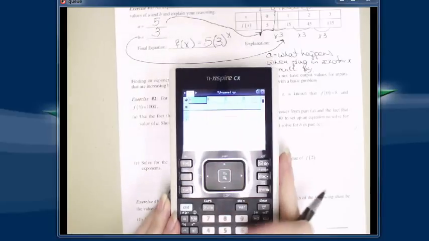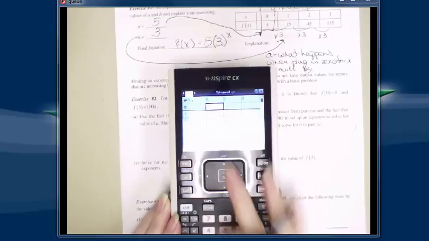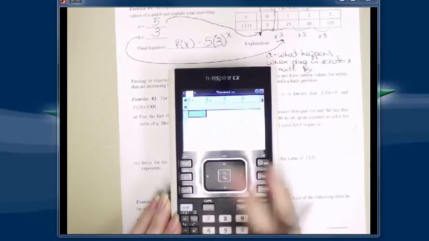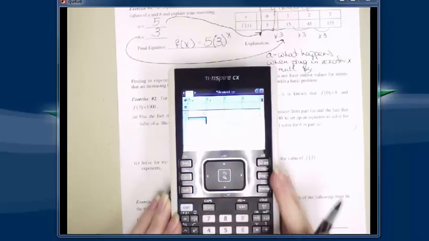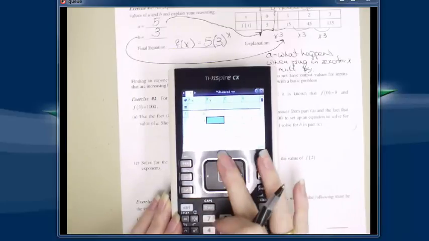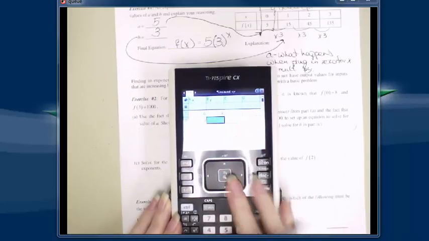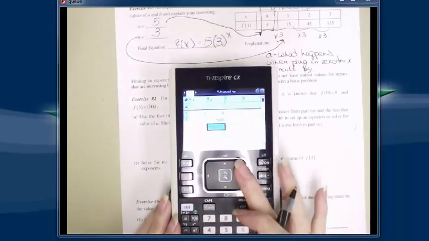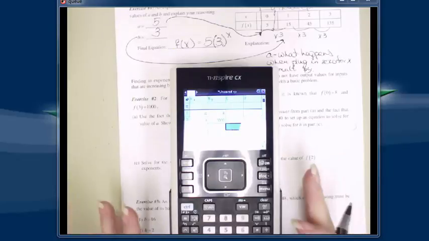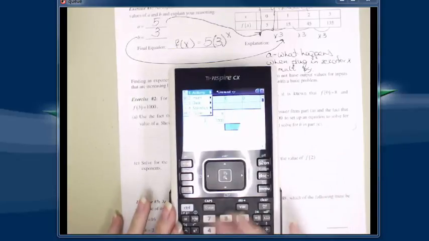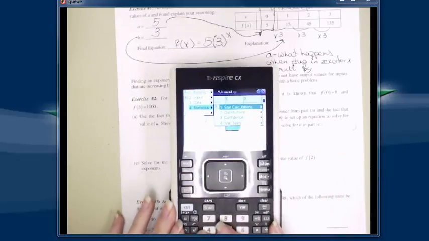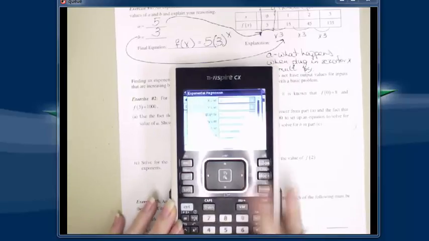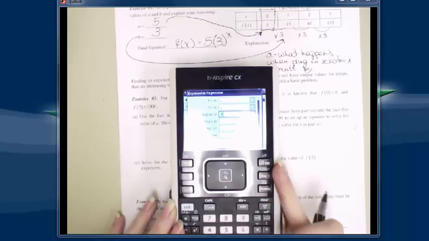Come up here, label X. Whoopsies. Label Y. We have 0 and 3. Those are my two X values. Across from 0 goes the 8, and across from here goes the 1,000. So not as many points as we had the last time, but 2 is enough because we have 2 things to look for. Stats, stat calculations, get to the regression, exponential this time.